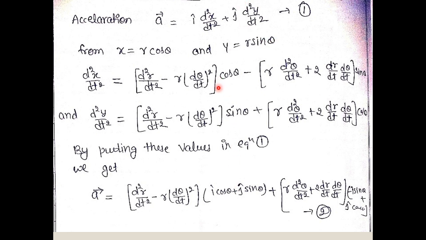By putting in the values and solving, this term will be common: d²r/dt² minus r (dθ/dt)², in brackets i cap cos θ plus j cap sin θ. This term is common. Similarly, for this we can write this term here, and minus i cap sin θ plus j cap cos θ.